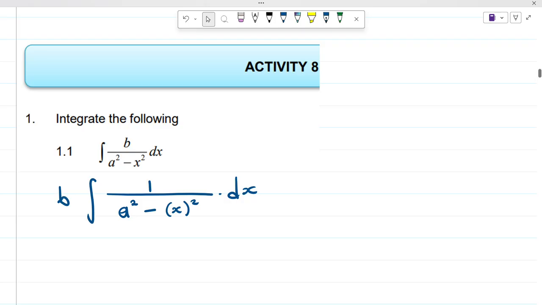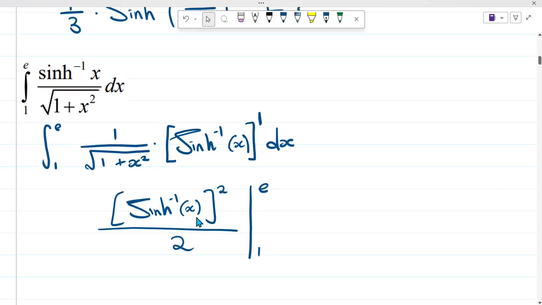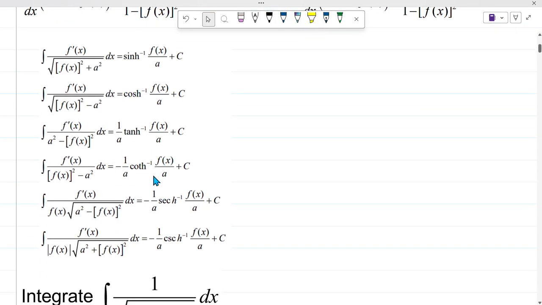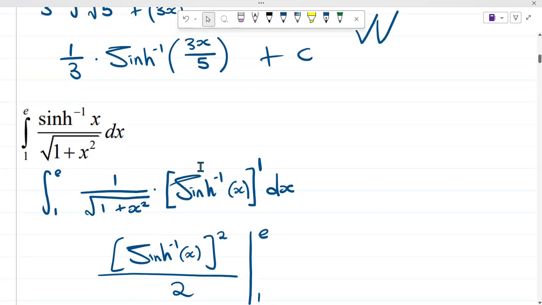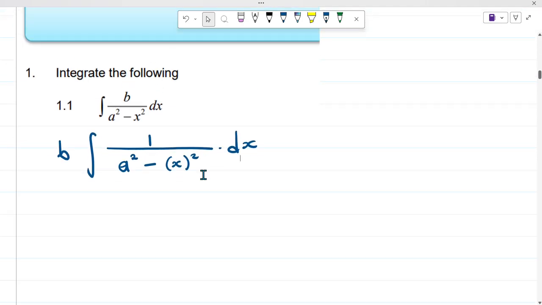So now I can conclude on this format of a squared minus x squared. Let me quickly go back to the formulas, so I won't be going back and forth. We've got a squared minus x squared. Is this one of tan inverse? So that means my answer is 1 over a tan inverse of x over a, and we make a conclusion just like that.